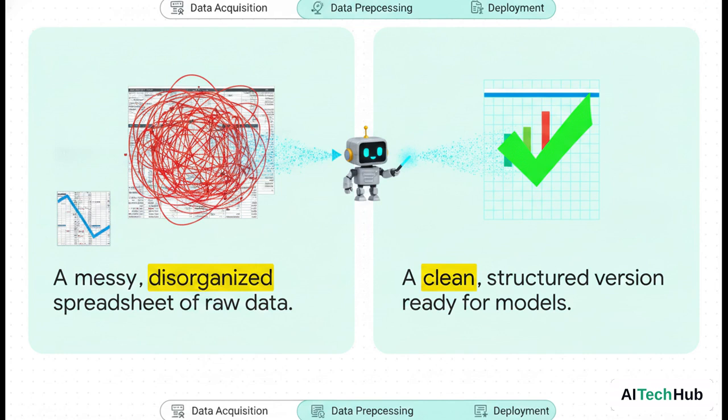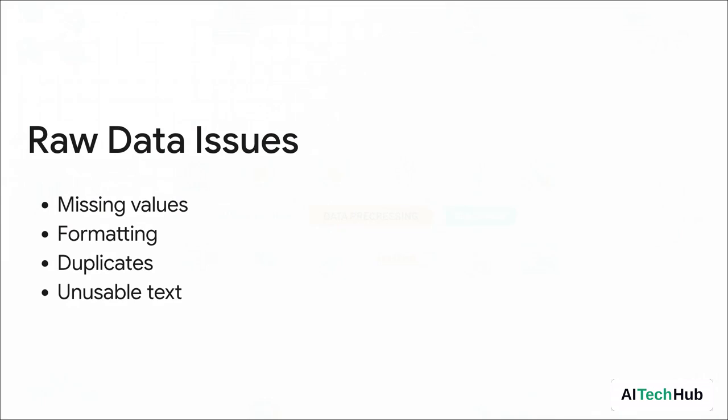Because let's be real, raw data almost never arrives ready to use. It usually looks like a terrifying, disorganized spreadsheet, and our job is to turn that into a mathematically clean structure. Out in the real world, your data is just going to be riddled with issues. We are talking massive gaps with missing values, completely inconsistent formatting across the board, duplicate entries that totally throw off your counts, and weird text categories.